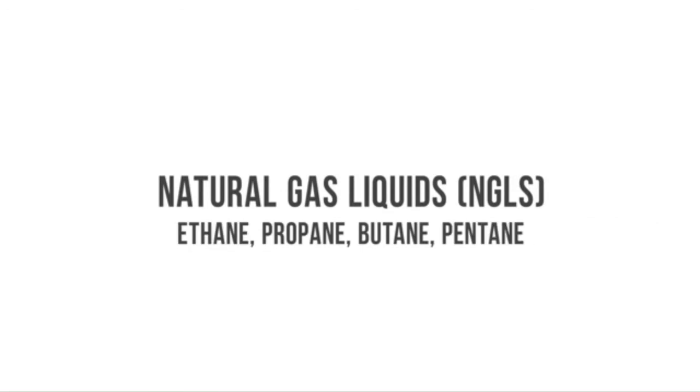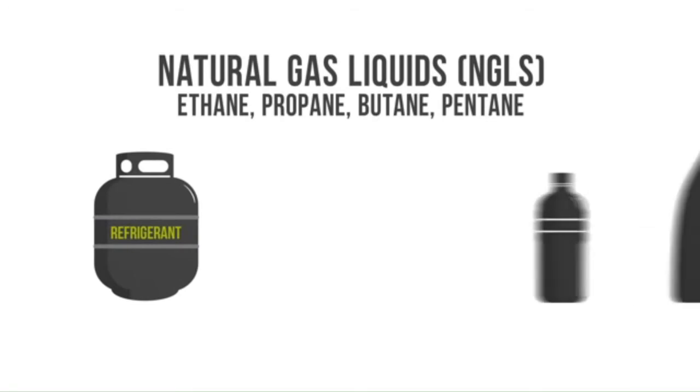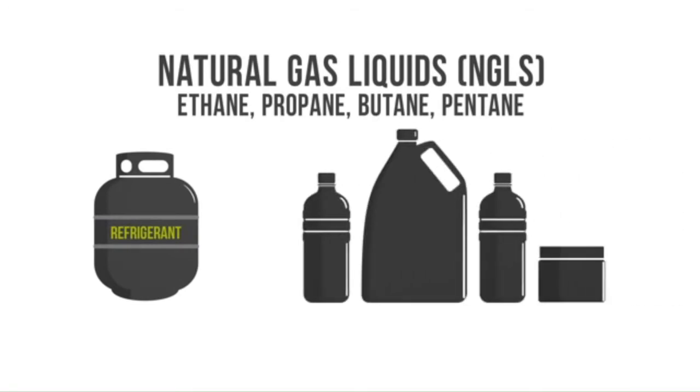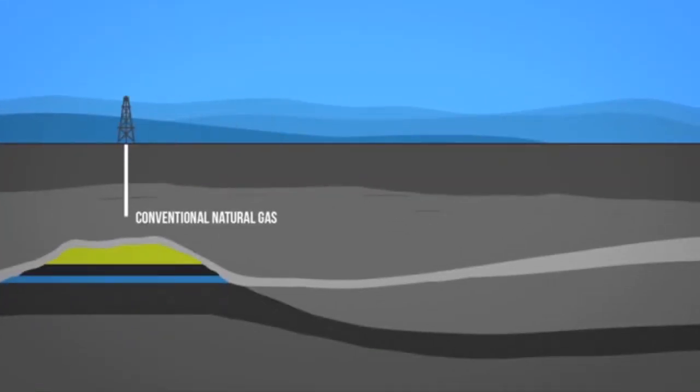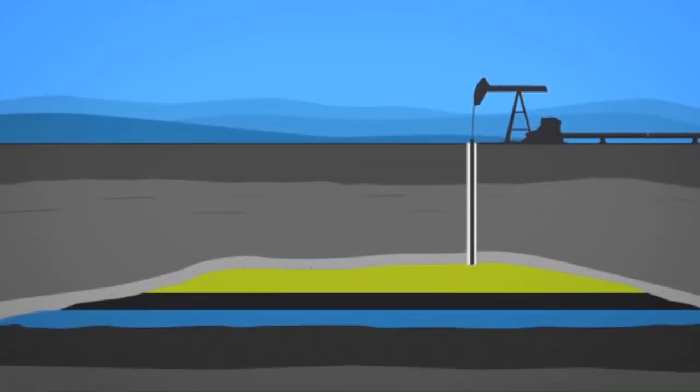These natural gas liquids, or NGLs for short, can be separated and sold individually for various uses, such as in refrigerants and to produce products, like plastics. Conventional natural gas can be extracted through drilling wells. Unconventional forms of natural gas, like shale gas, tight gas, sour gas, and coal bed methane, have specific extraction techniques. Natural gas can also be found in reservoirs with oil and is sometimes extracted alongside oil. This type of natural gas is called associated gas.